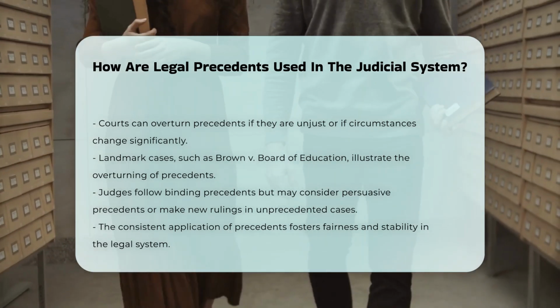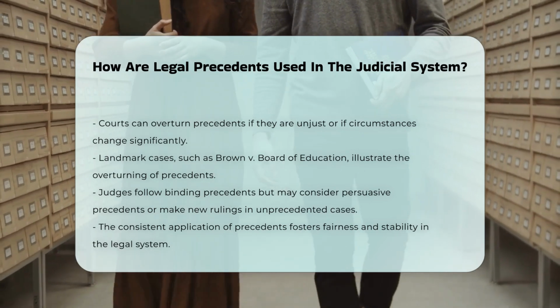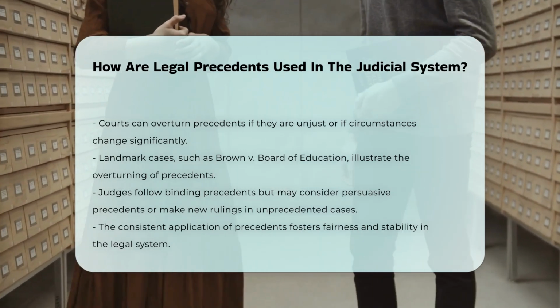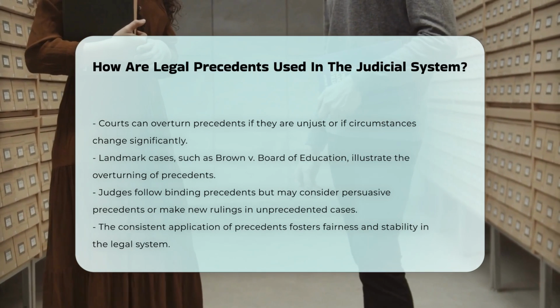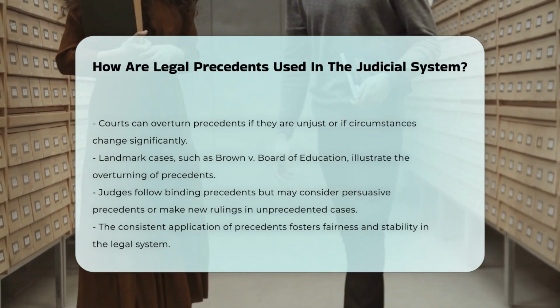Ensuring consistency. The use of legal precedents helps ensure that the law is applied consistently across different cases. This predictability is a cornerstone of the U.S. legal system, providing fairness and stability in the application of the law.